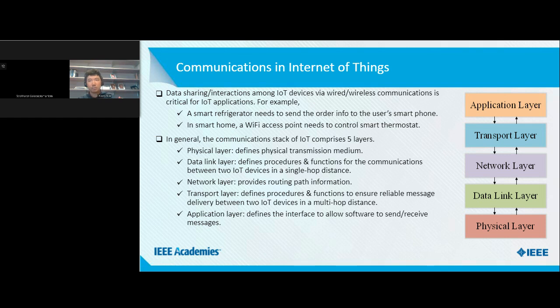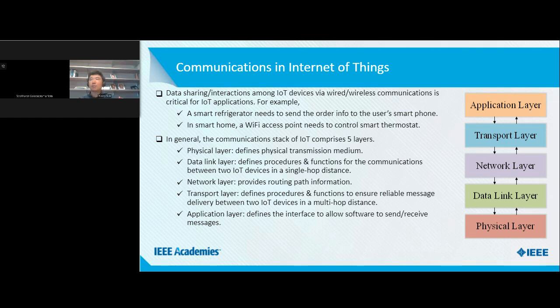First, the physical layer defines the physical transmission medium, like what kind of frequency band is going to be used to achieve wireless communications between the two IoT devices. The data link layer defines the procedures and functions for communications between the two IoT devices in a single wireless hop distance.